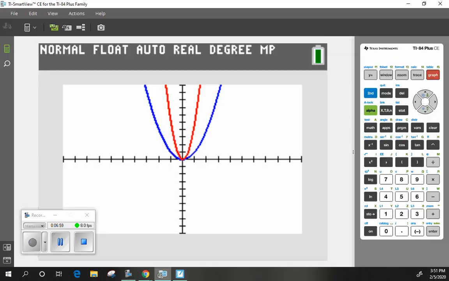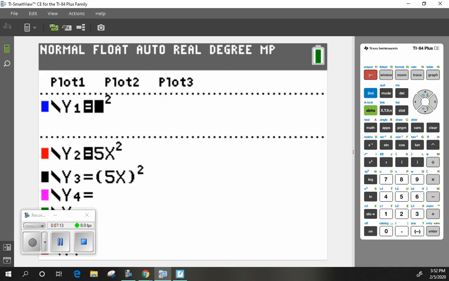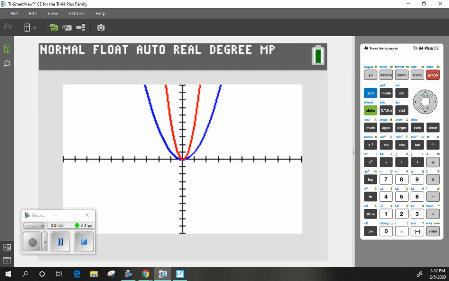So we're going to look at something on the calculator because I want everybody to understand that even though our parent function is going to look a little bit different, it is the same parent function. So on yesterday's notes, we had y equals x squared, and we had y equals 5 times x squared. And when we looked at that graph, it looked a lot like this. That blue one is going to be our parent function. That red one is 5 times x squared.